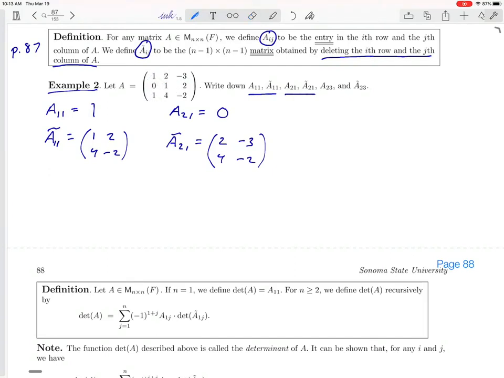And finally, let's look at A23 and A23 tilde. Same idea. This time we're looking for the entry that's in the second row and the third column. So we'd be talking about this entry, 2. Now to get A23 tilde, we're just going to cross out everything in the row and the column of that entry, just like we did before. This time we can see the terms that are left over are 1, 2, 1, 4.